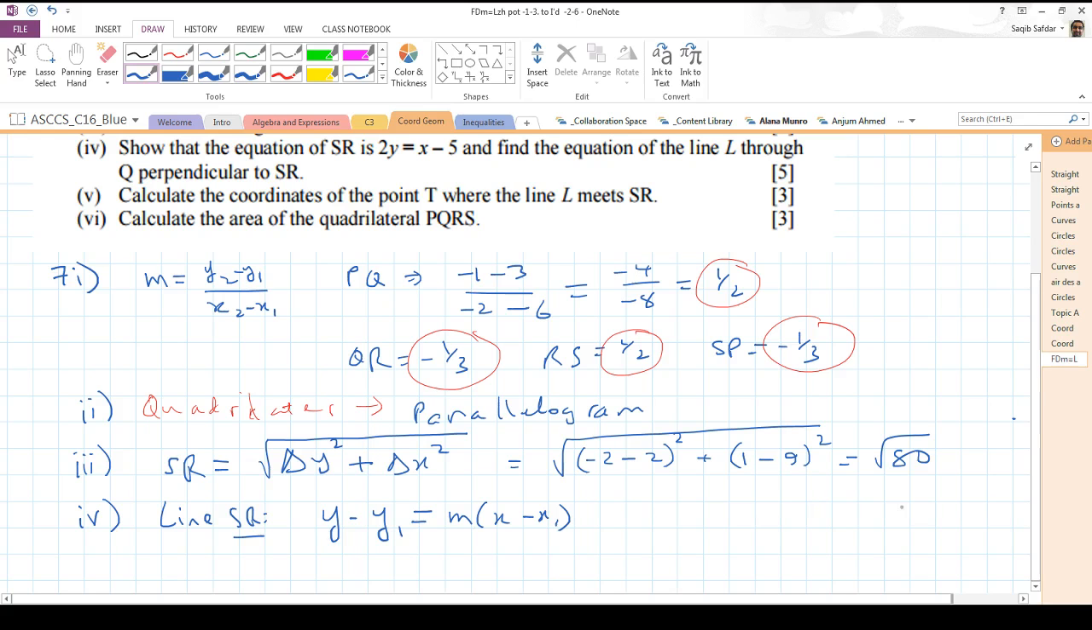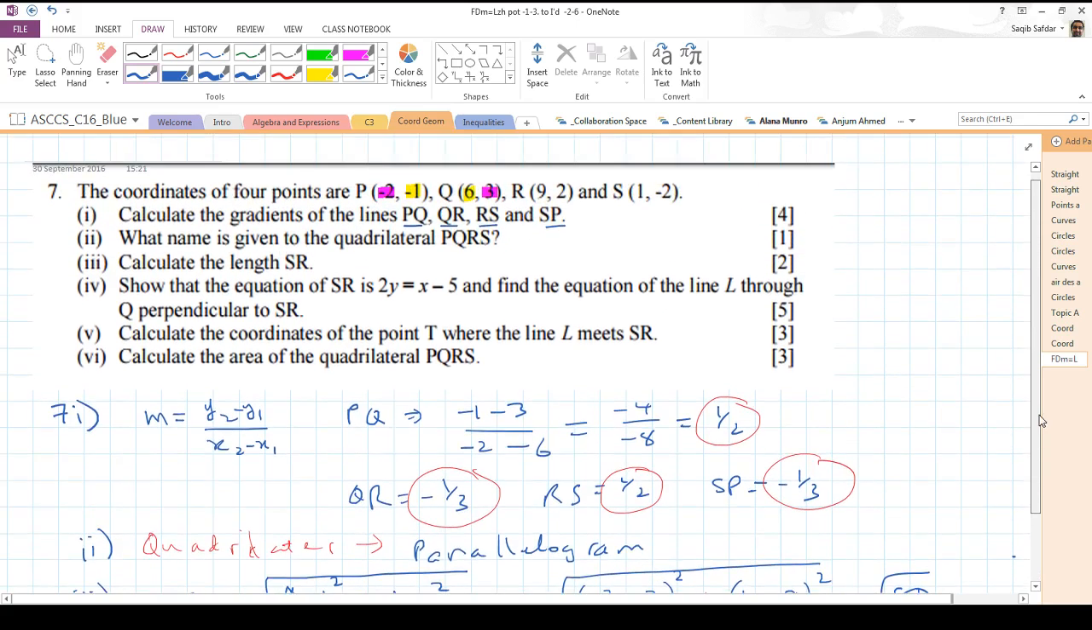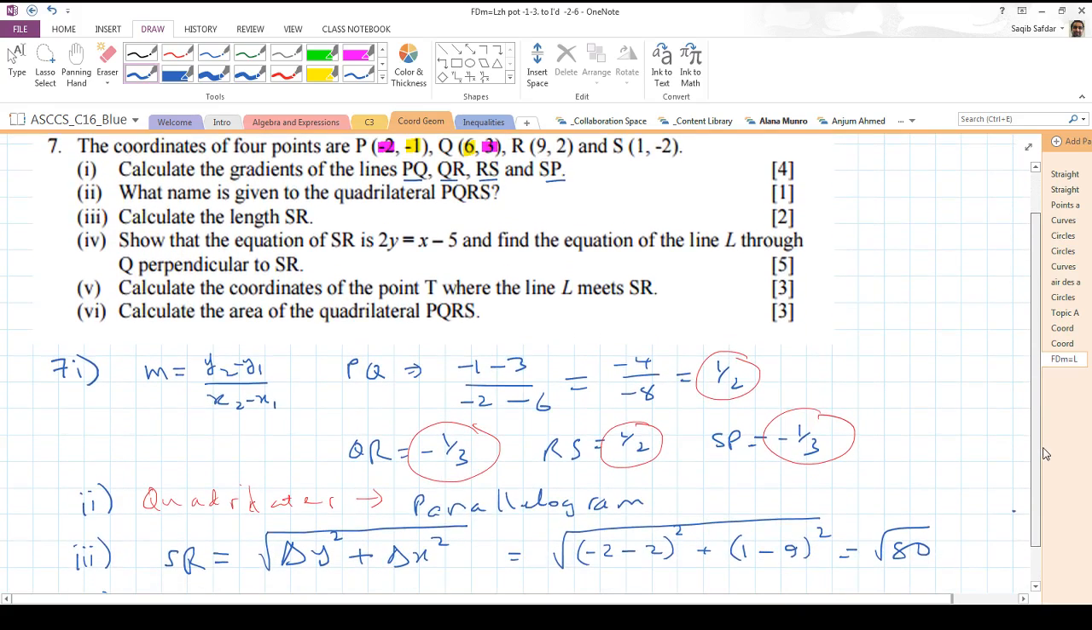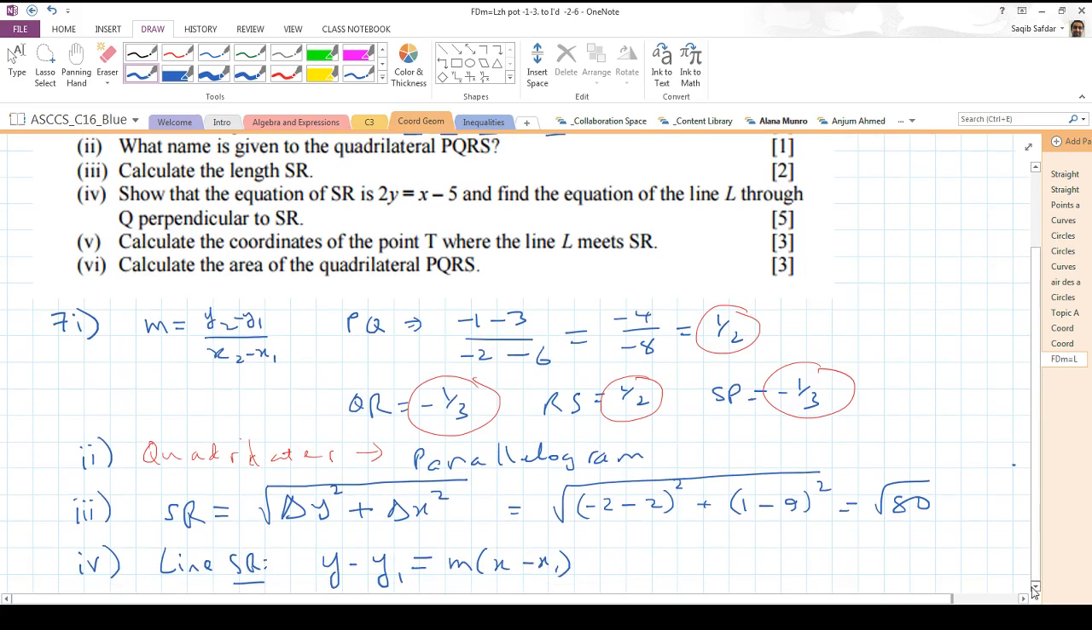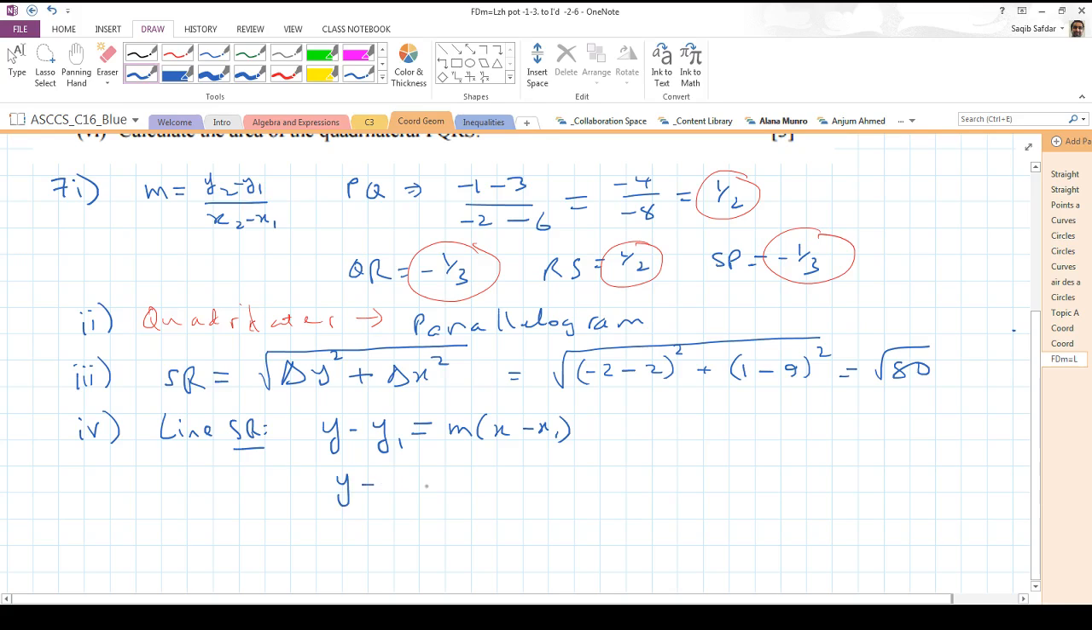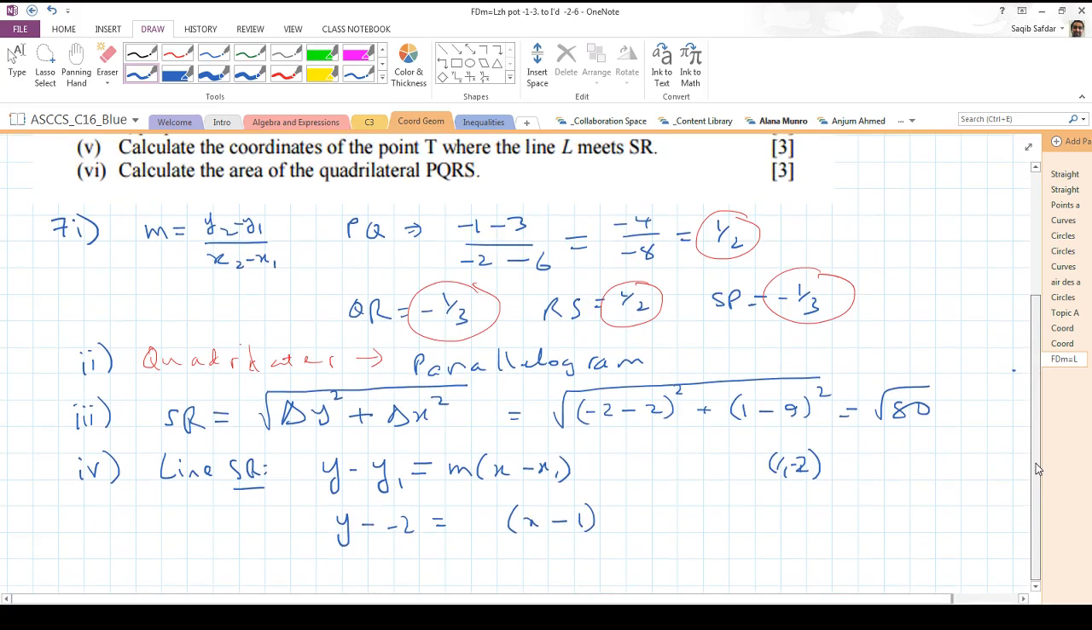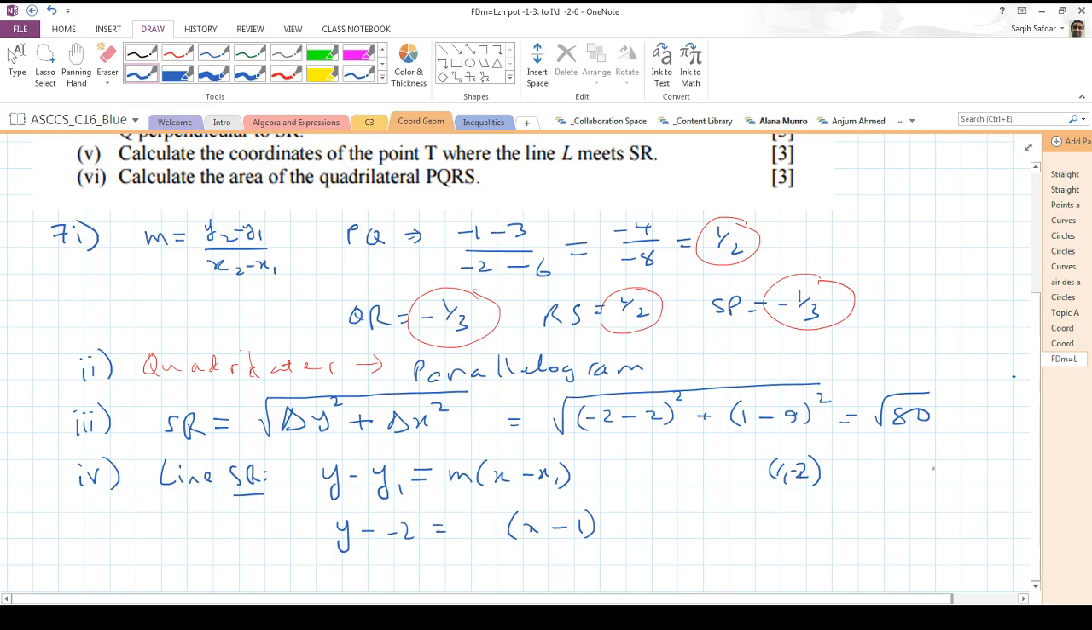So y minus y1. Now, do we know a point that lies on this line SR? We know S and we know R, so we can use either one of them. I'm going to pick S because it's got smaller numbers, and the whole numbers 1, minus 2. So y minus, so it's 1 minus 2 is a coordinate. So minus 2 equals m x minus 1. What's the gradient for m for SR? It's a half, right? So we know that from here, this part here. Yeah, so you've got a half.